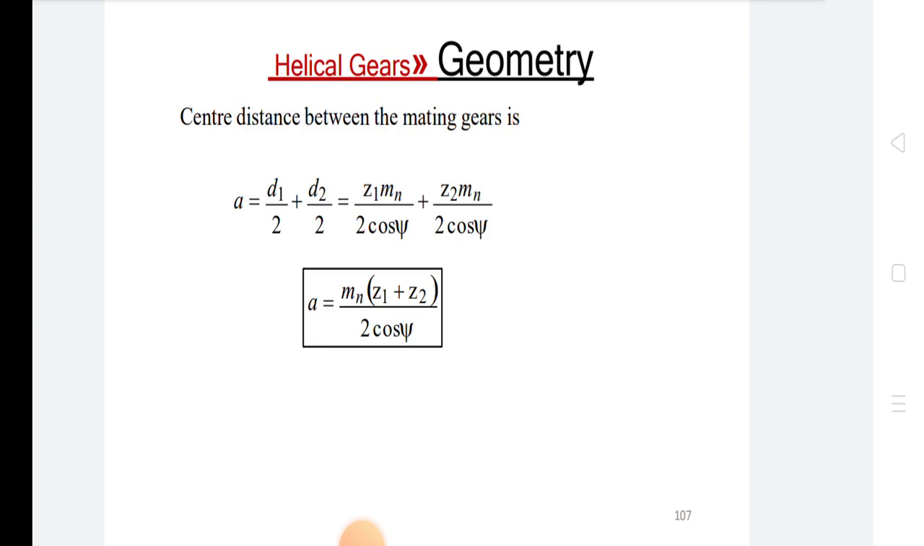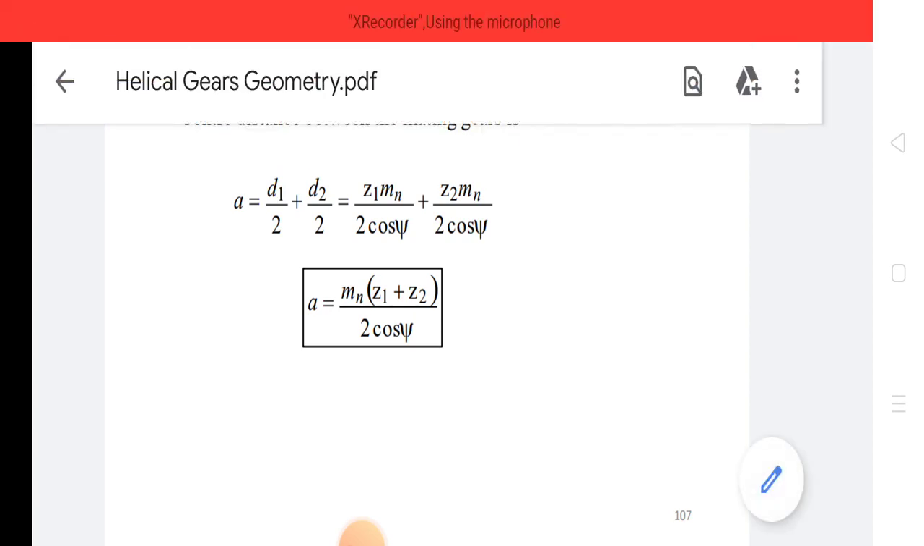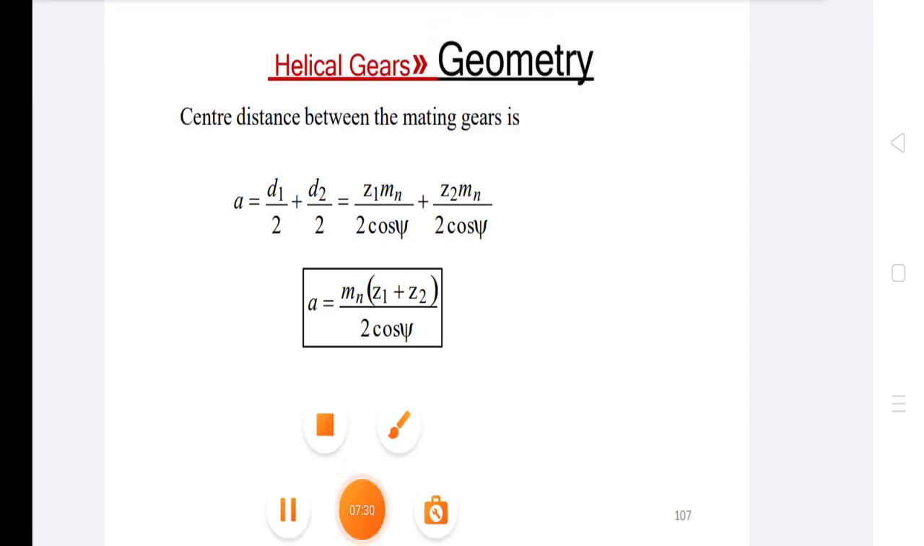Next is gear ratio. Gear ratio of a helical gear is similar to that of a spur gear. It is the ratio of the number of teeth on the gear to the number of teeth on the pinion, or the ratio of speed of driver. Next is center distance. Next is face width. These are the different terminology of helical gears. So we covered all important points in helical gear terminology.